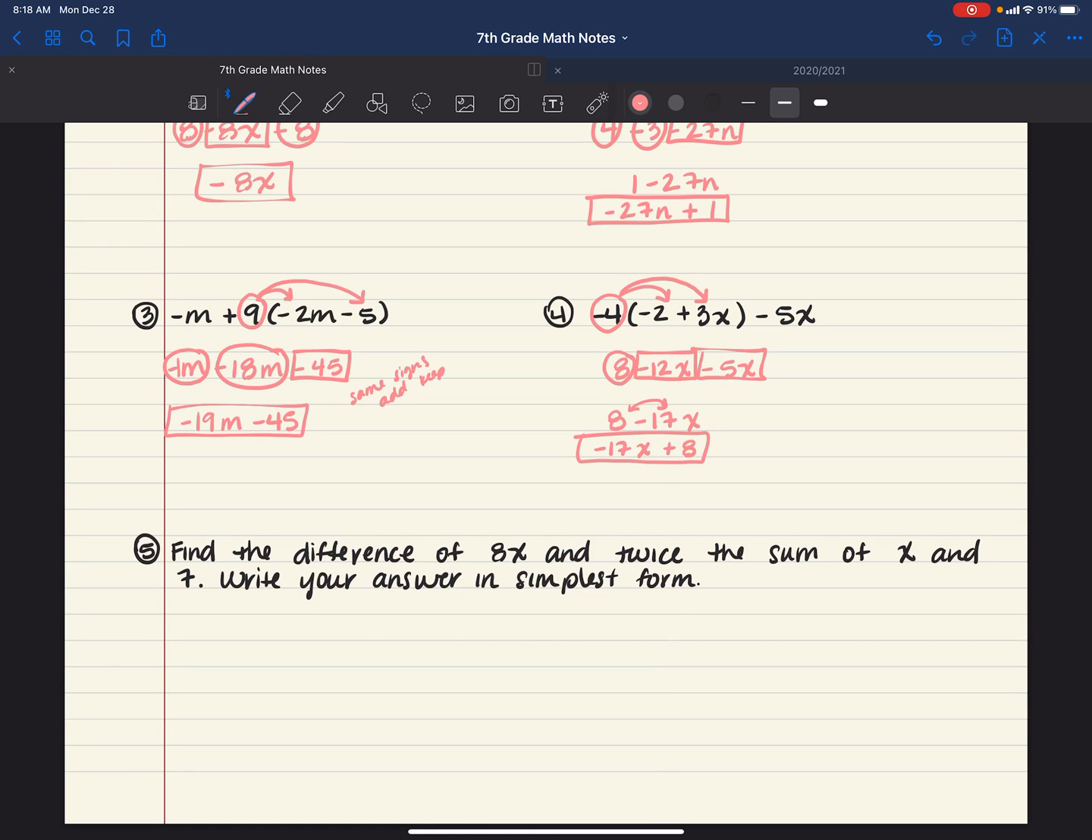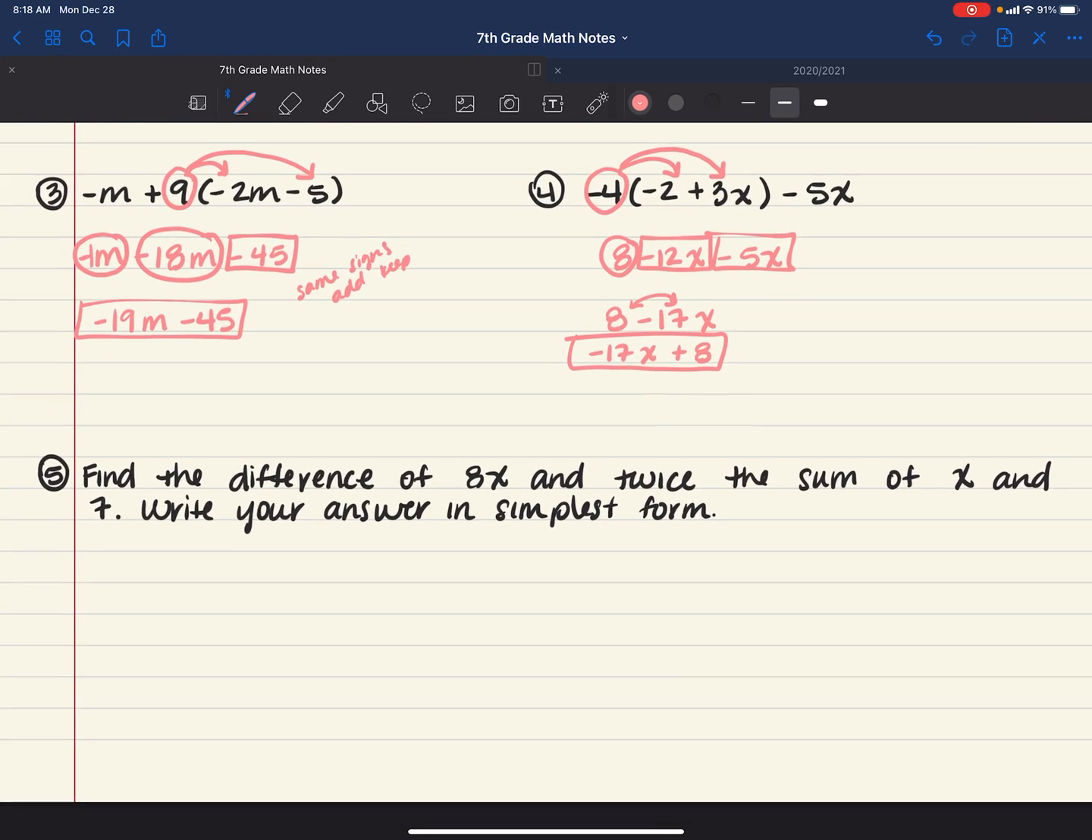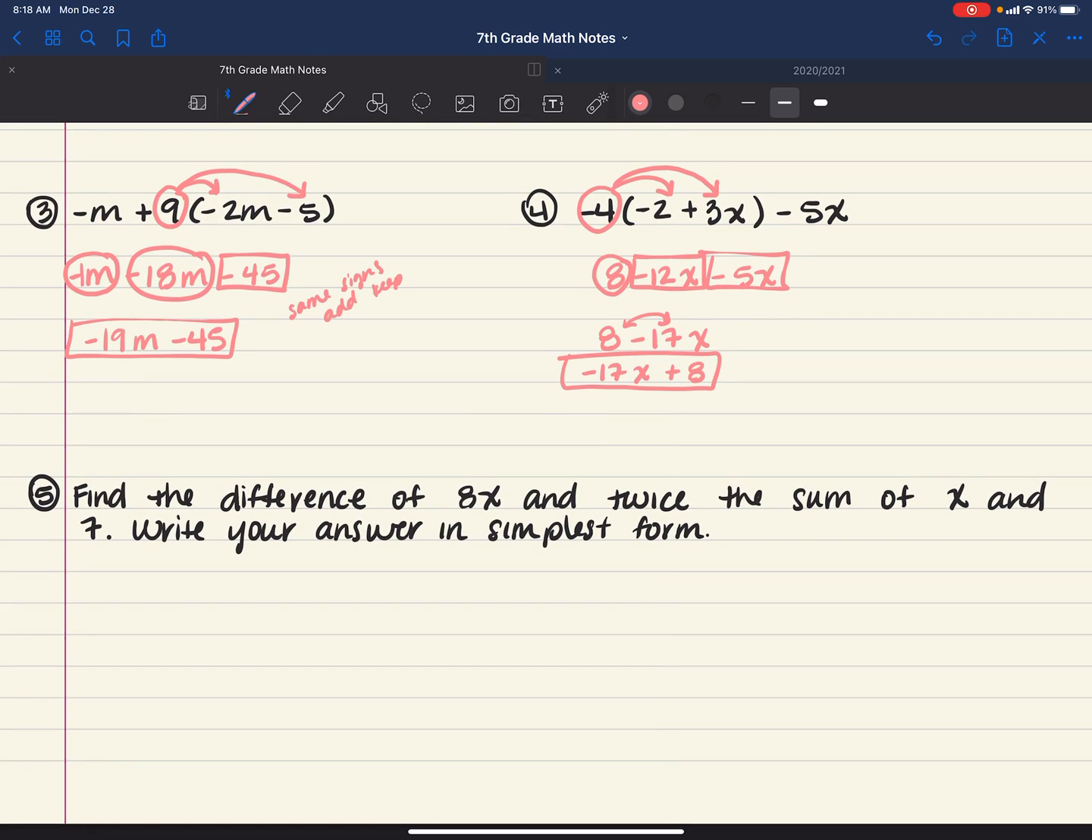Okay, number 5 is a little extra, but y'all should know me by now, and I can be a little extra. But you know all of these words, and I think it's great practice. So we're gonna do it. Number 5 reads, find the difference of 8x and twice the sum of x and 7. Write your answer in simplest form.